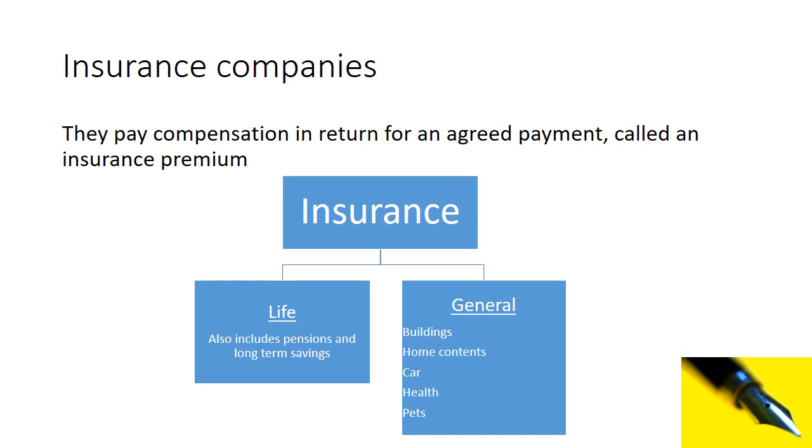So life insurance is when if somebody dies, money can be paid out in compensation to the surviving family. For example, your husband or wife, if the person who is insured dies. This also covers things like pensions. So if you have a pension and, for example, you die before you get to retirement age, then your husband or wife may be entitled to some compensation. So that's life insurance.